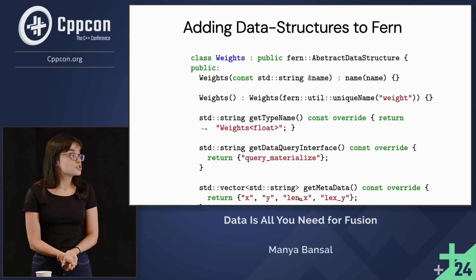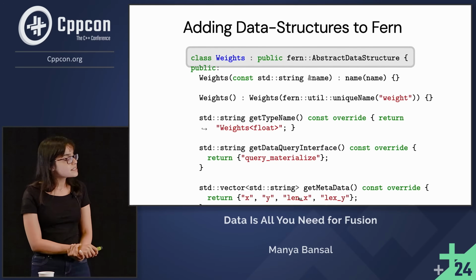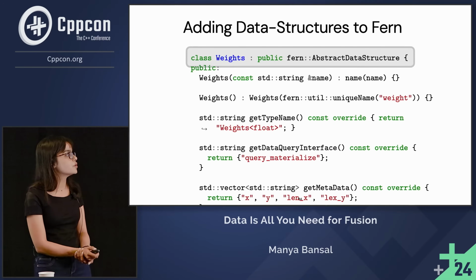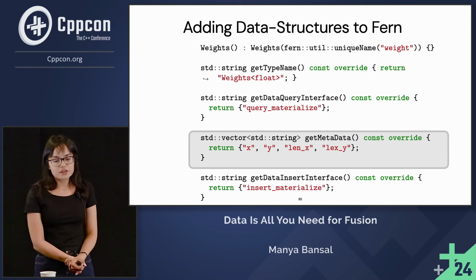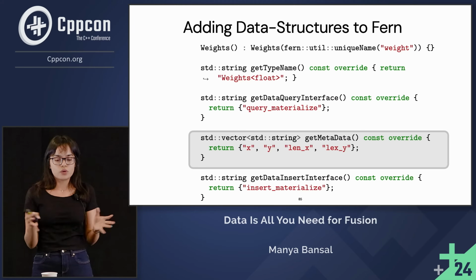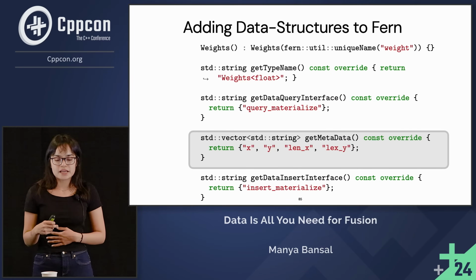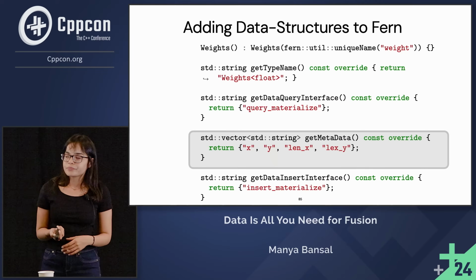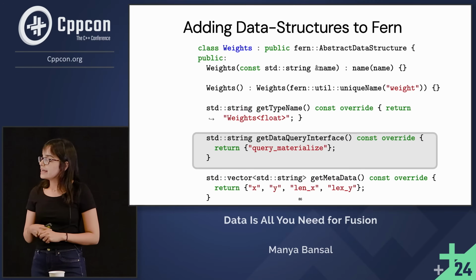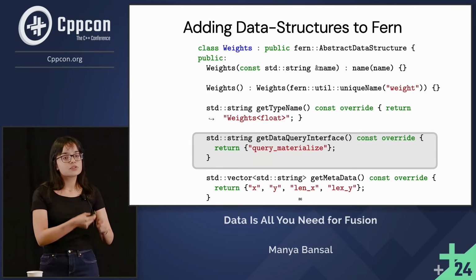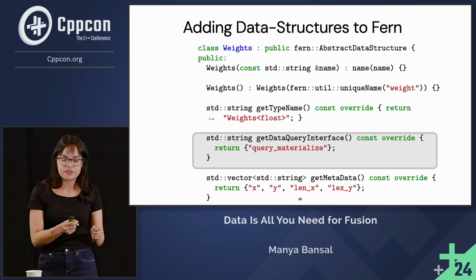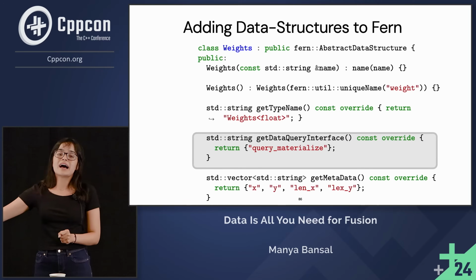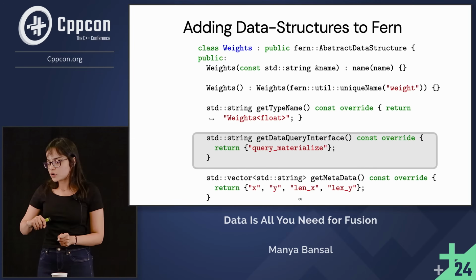And this is how you add data structures to Fern. Similar to the previous thing, you basically inherit from an abstract data structure class and define some core utilities. So you're going to give us whatever metadata you're going to use to actually point at those subsets. In this case, it's going to be 4 fields: x, y, len x, len y. You're also going to give us an interface to query subsets out of a host data structure. So we'll use these fields and call a query function so that we can actually get that subset out of that particular host data structure.